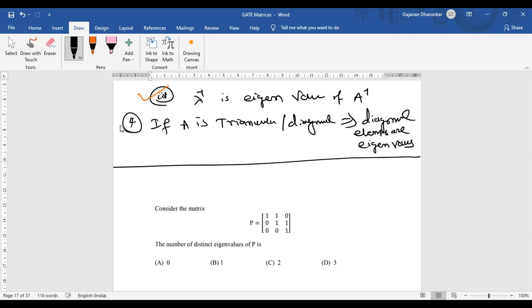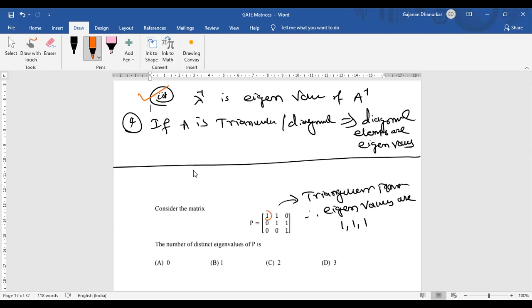Now this is a triangular matrix. Which are the diagonal elements? Therefore the eigenvalues are 1, 1, 1.